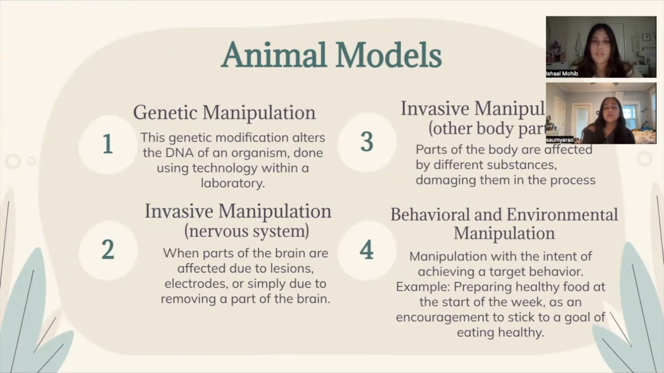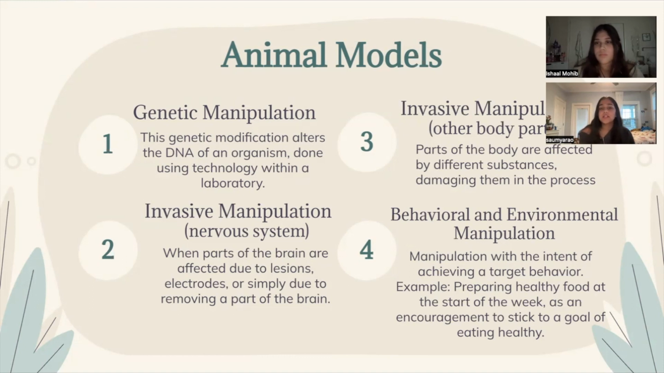The first one being genetic manipulation, which shows a genetic modification where the DNA of an organism is altered, and this is done using technology within a laboratory. The second one is invasive manipulation on the nervous system when parts of the brain are affected due to lesions, electrodes, or simply just due to removing a part of the brain. Invasive manipulation on other body parts is where parts of the body are affected by different substances, and in the process, the body parts are damaged.